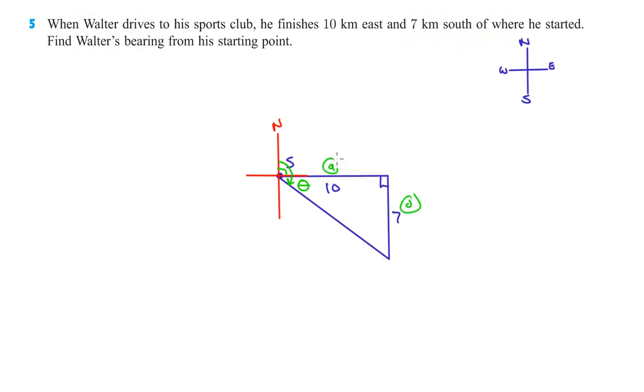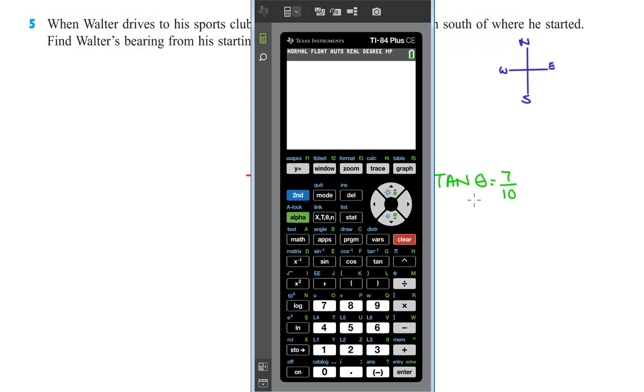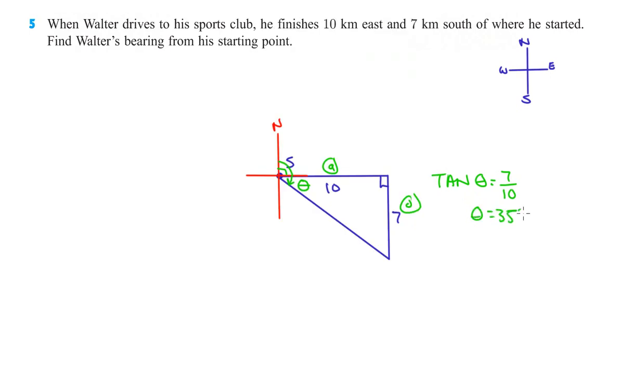and this adjacent side. So we can use opposite and adjacent as tangent. Tangent of the angle theta has to equal opposite, which is 7, over adjacent, which is 10. To find an angle, we do second tangent of 7 divided by 10. Oops, I did something weird. Sorry. Second tangent, 7 divided by 10. Let's see if that works. That should work. 34.99, so we're calling theta 35 degrees.